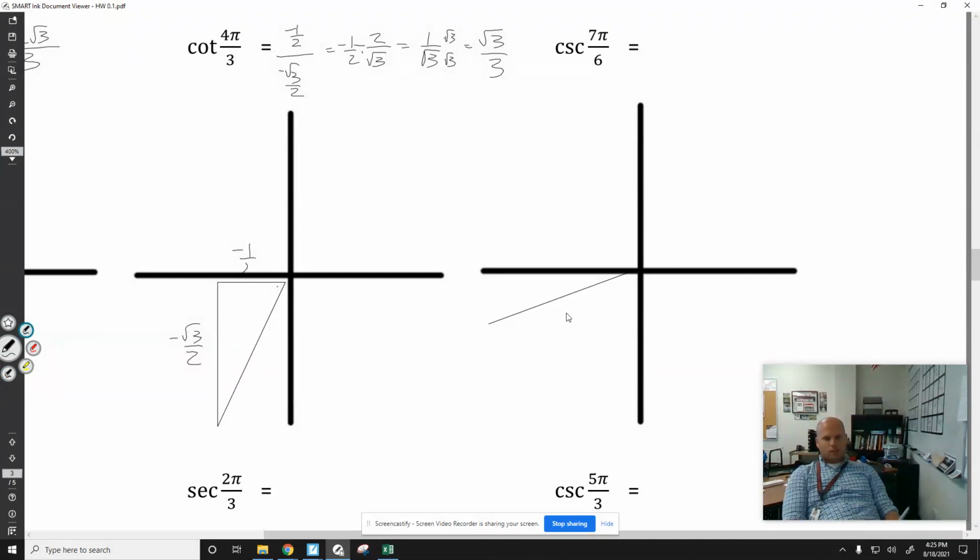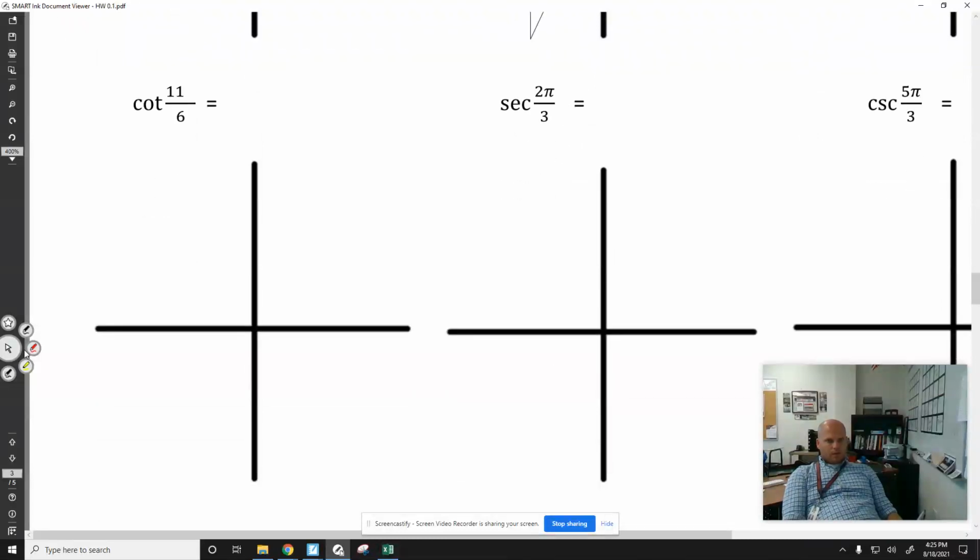7 pi over 6. Going left. Going down. Cosecant is the reciprocal of sine. Flip sine. Sine's negative 1/2. Flip it.